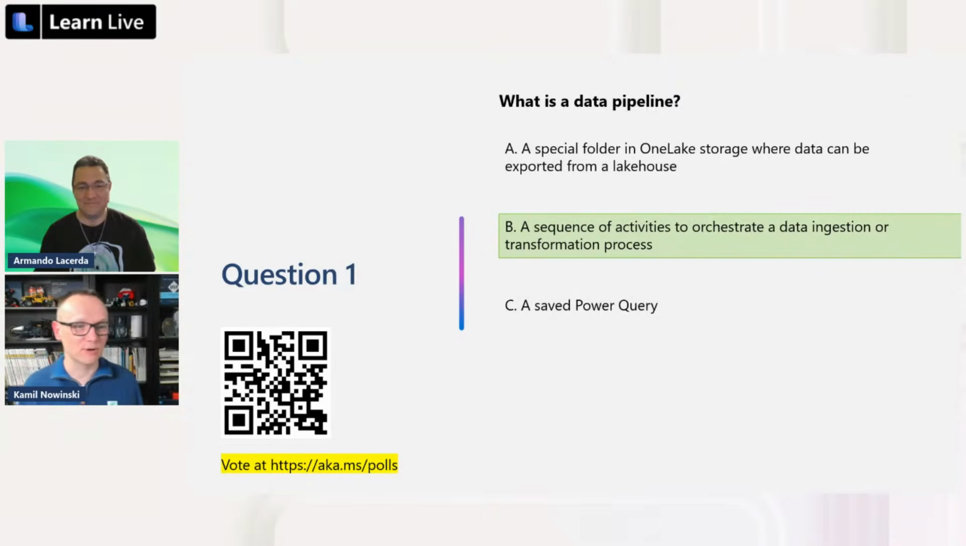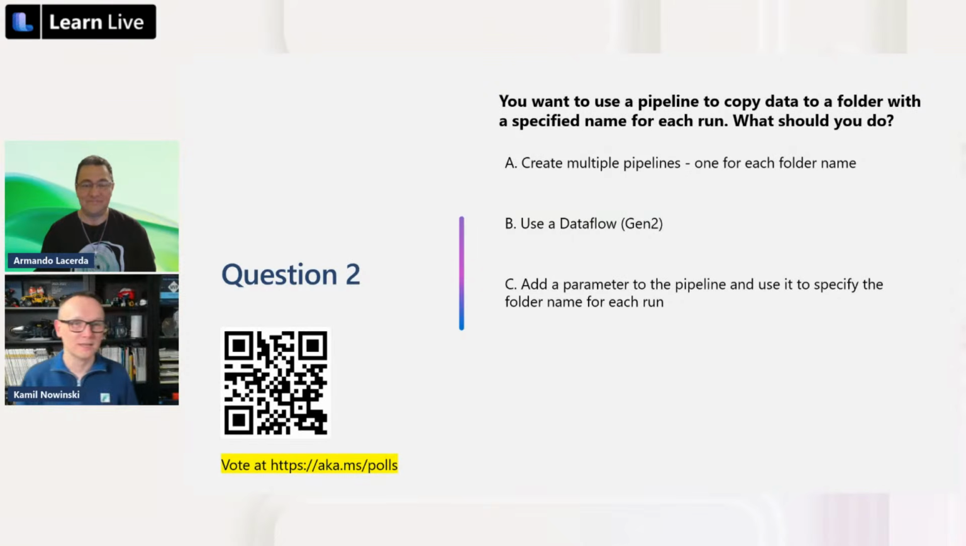Let's take a look at question number 2. You want to use a pipeline to copy data to a folder with a specified name for each run. What should you do? A, create multiple pipelines, one for each folder name. B, use a Dataflow Gen2. Or C, add a parameter to the pipeline and use it to specify the folder name for each run.